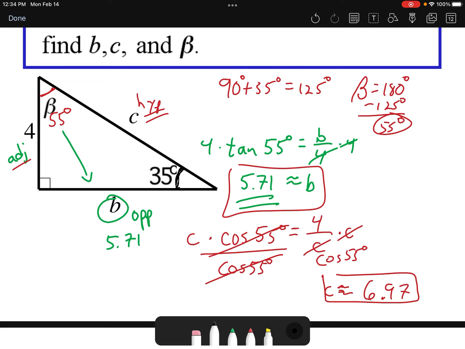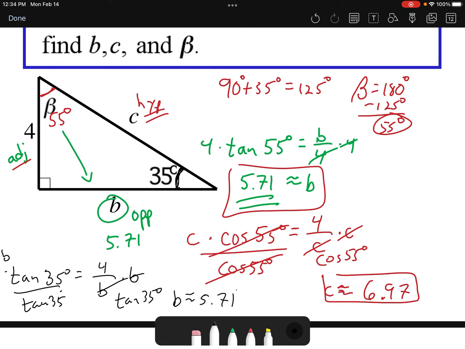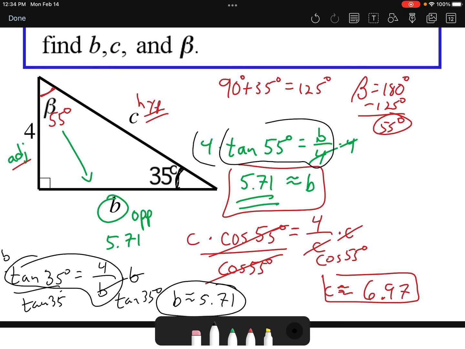If I use 35 and I'm going to find B, then now 4 is the opposite and B is the adjacent. And I'm going to multiply by B and then divide by the tangent of 35. So 4 divided by tangent of 35 on my calculator should be 5.71. And guess what? It is. So we can either use this or this. It does not matter. Just as long as we choose whatever angle we choose, that's what we go with.